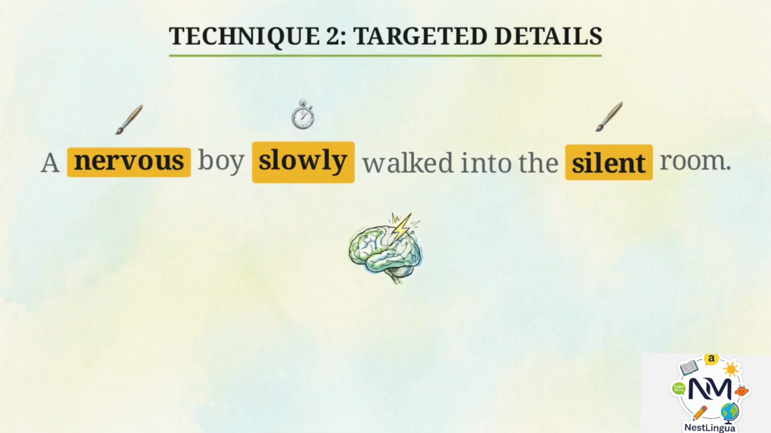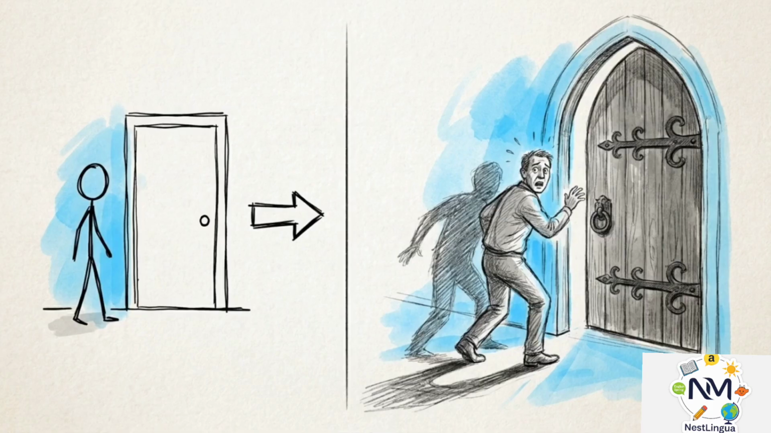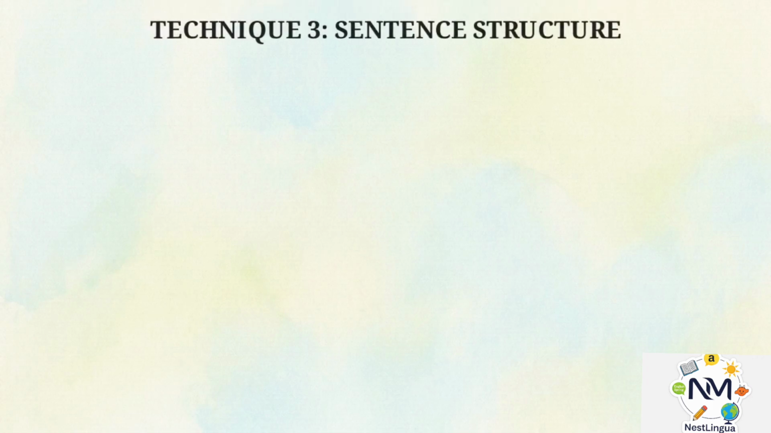The reader is forced to ask questions. Why is he nervous? What is waiting in that silence? Those 3 words inject immediate suspense. Targeted vocabulary and deliberate details are the most direct tools an author has to force readers to experience a highly specific scenario. The third technique relies on structure.